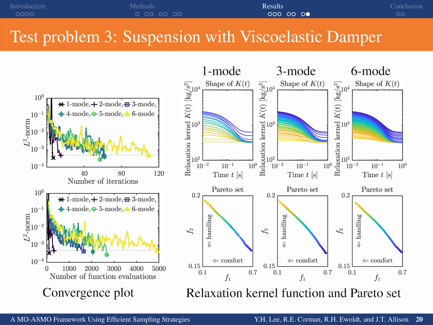The convergence plot is shown in the left figure. Depending on the model complexity, the solution converged in about 10 to 100 iterations with 100 to 5,000 function evaluations. Pareto optimal solutions are shown in the right figures. Since the dynamic model of the quarter car demands a convolution integral for each time step, the computational cost is quite expensive, and direct optimization is nearly impossible within our limited computing resources. This is why we can't compare our results to solutions of direct optimization.